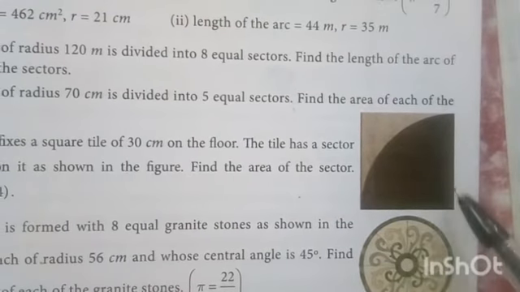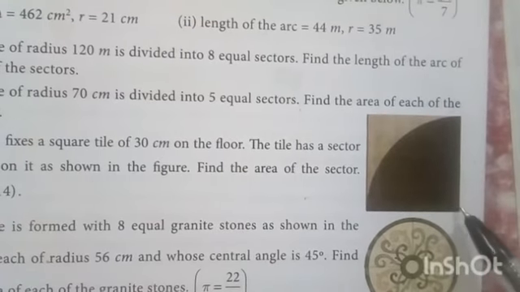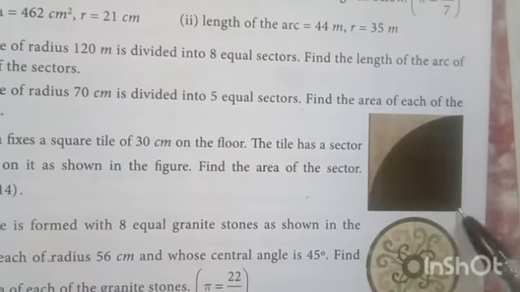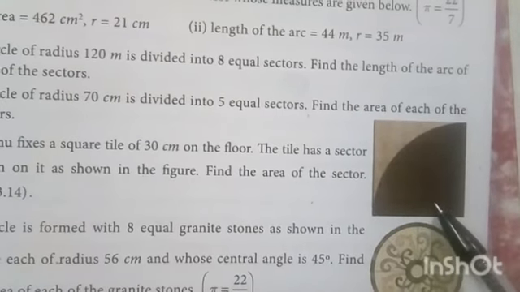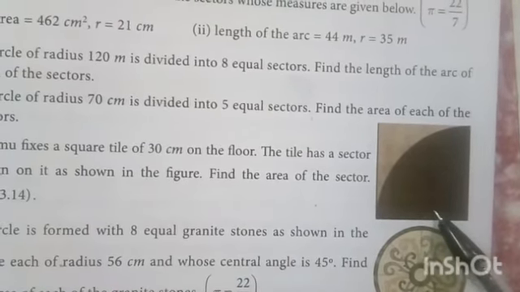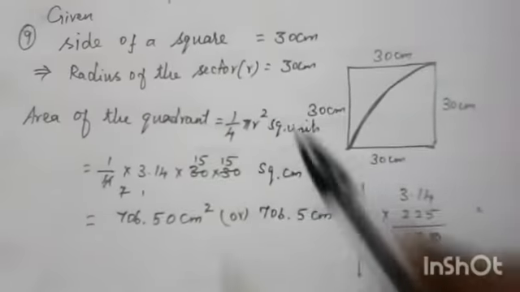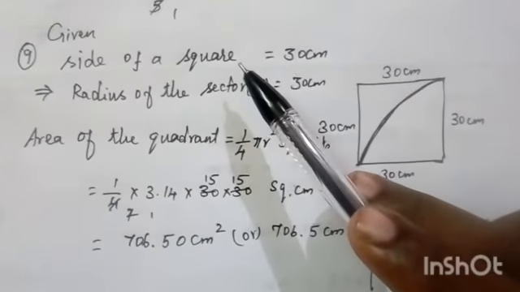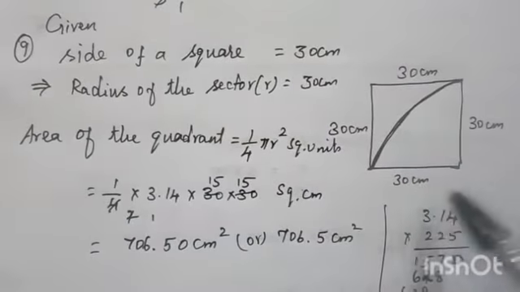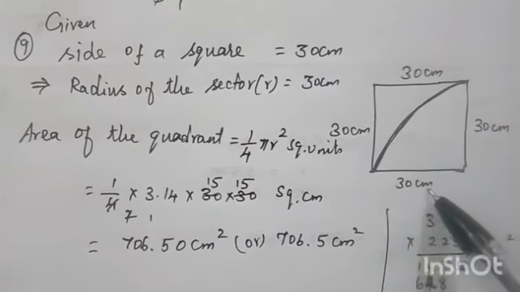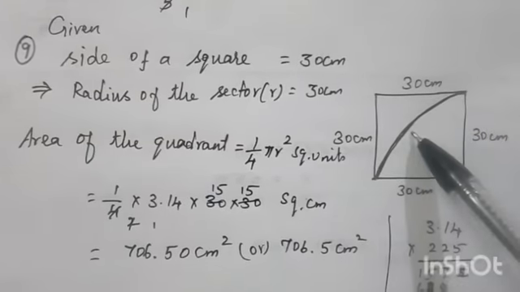We need the radius. The side is given. This is 30. This is 30. This is 30. The radius is from here to here and from here to here. This is the radius, so the radius is equal to 30. We have to use the formula for the area of the sector. First write: given side of a square equal to 30 centimeter. This implies the side is considered as the radius. So radius equal to 30 centimeter for this sector.